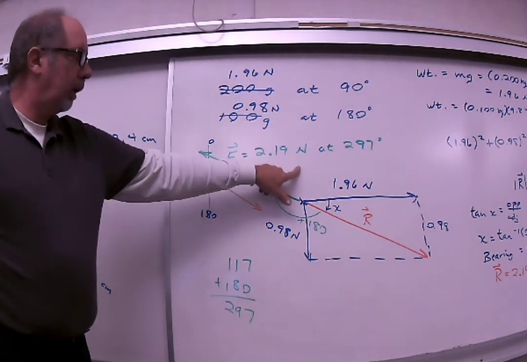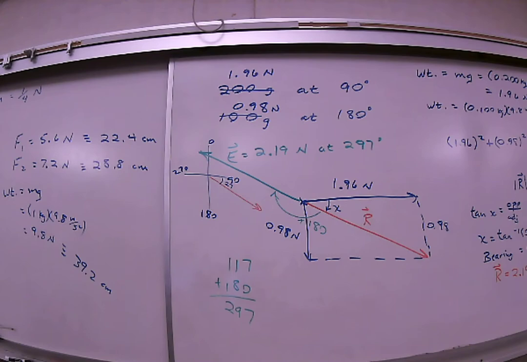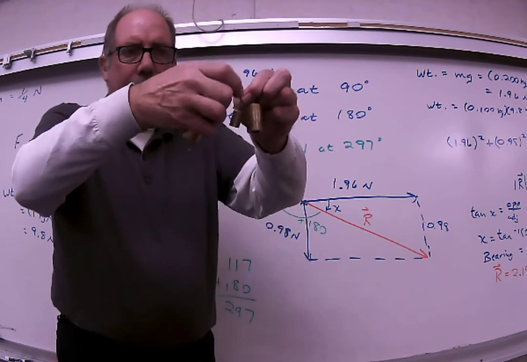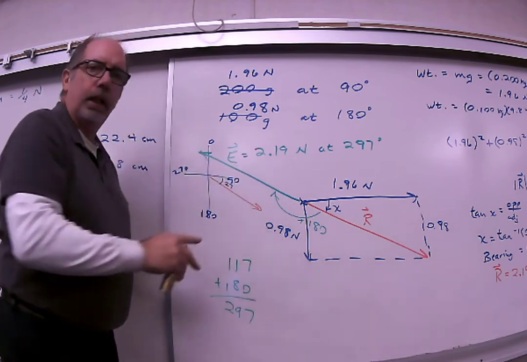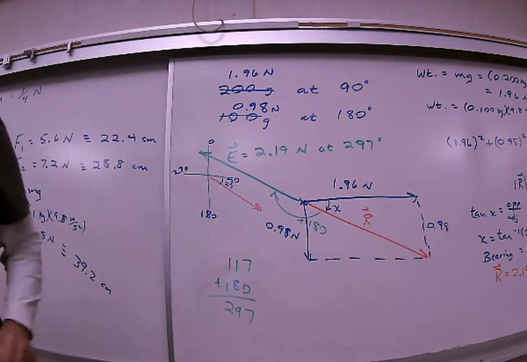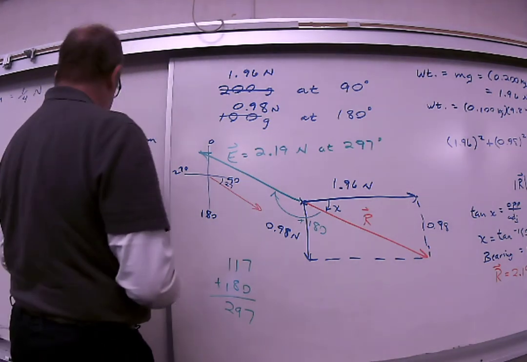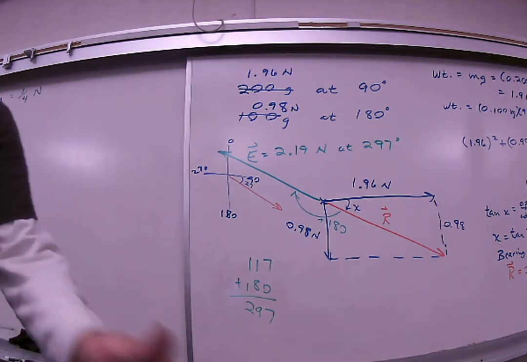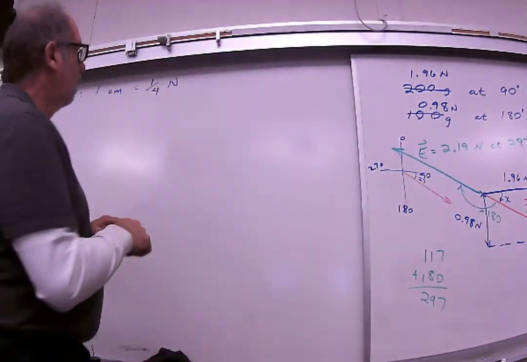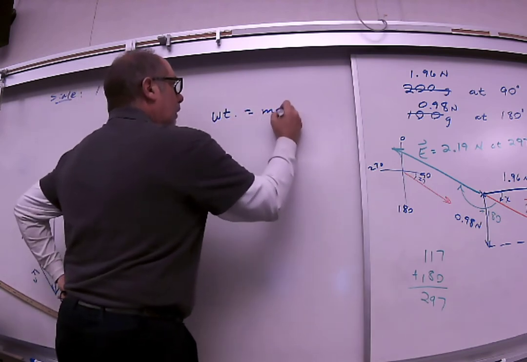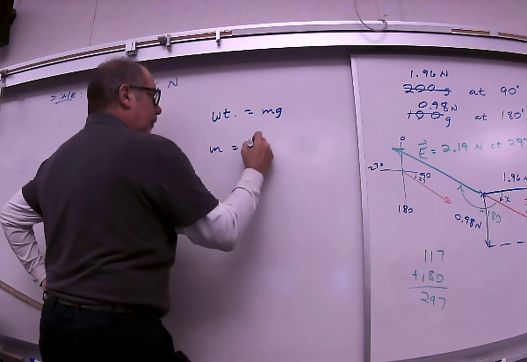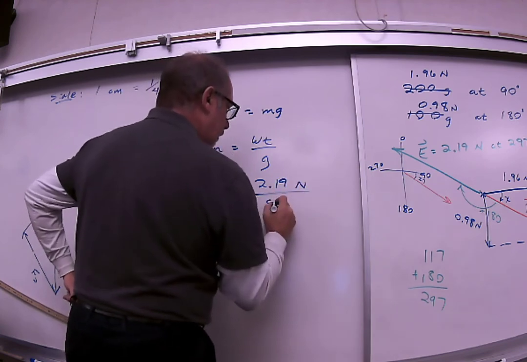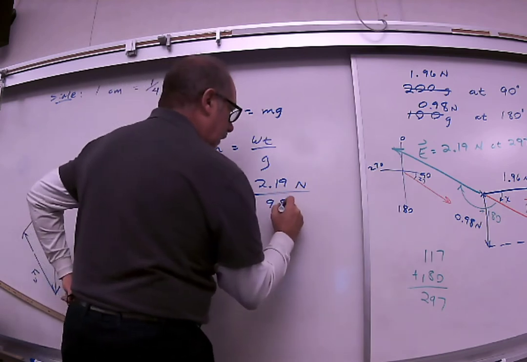2.19 newtons. Okay. Where's that force going to come from? It's going to come from the weight of a certain number of these masses that I'm going to hang to produce a force of 2.19 newtons. How much mass will I need to use? Well, if the weight equals mg, divide out the g, and I get the mass is equal to the weight divided by the g. And so I have 2.19 newtons, that's the force we want, so that's the weight we want, divided by 9.8.